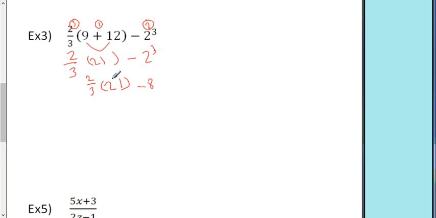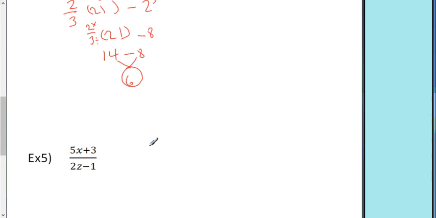21 times 2/3. Remember what the top of the fraction means, times, and the bottom means divide. And like I said, I like to divide first. So 21 divided by 3 is 7, and 7 times 2 is 14. And hopefully by now you're seeing that I only had 3 steps, but I still have another step here. It's because I forgot that there was one more step here, which was the subtraction last. So that was step 4. 14 minus 8 is 6. So that is my last step, and my answer is 6. Real easy.